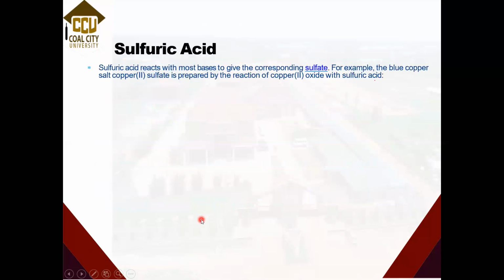Sulfuric acid. Sulfuric acid reacts with most bases to give the corresponding sulfate. For example, the blue copper salt, copper(II) sulfate, is prepared by the reaction of copper(II) oxide with sulfuric acid. Of course, you can easily supply the product to this; I've already given you a hint. The blue copper salt is your copper(II) sulfate. All that happens here is that copper oxide will react with sulfuric acid to give you CuSO4 plus H2O. So the product will be CuSO4 plus H2O.